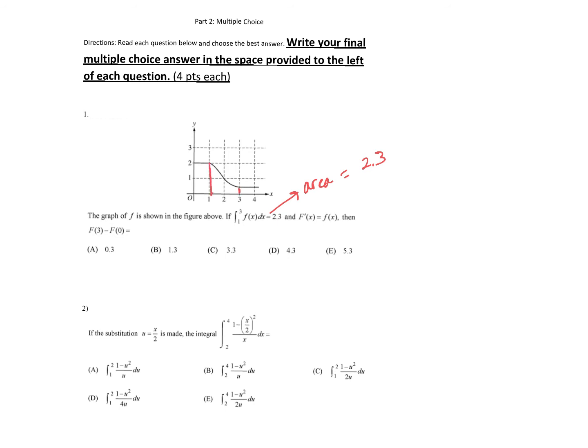So that space right there. And they're just confirming that if I derived big F, I would get back to little f. So therefore, FTC part 1 is a true statement.